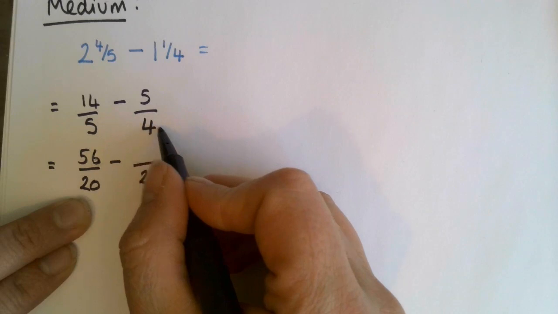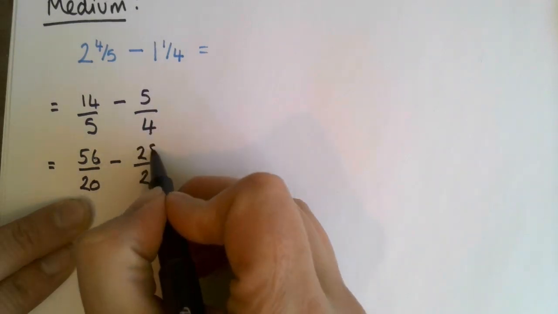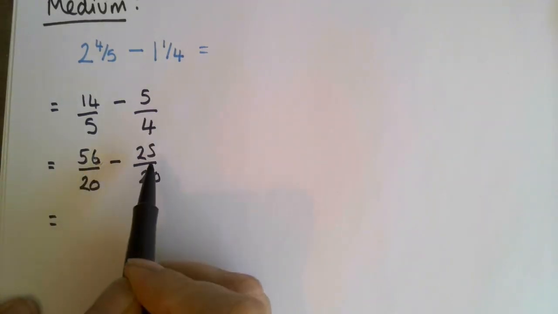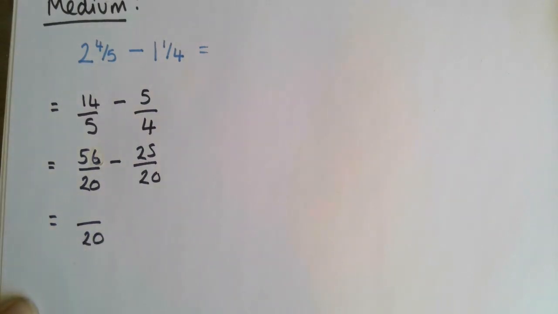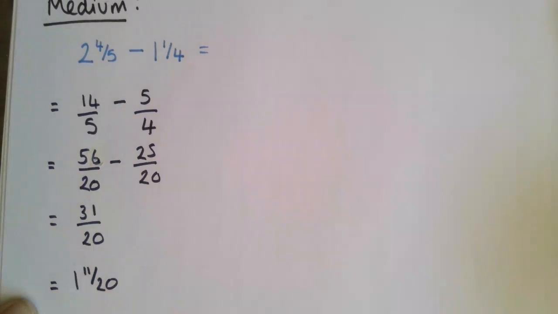4 has been multiplied by 5 to give us 20, so we'll do the same here, and that gets us 25. So we've got 56 twentieths, we're taking 25 twentieths away, so our denominator is still going to be 20, and then we have 31. And I don't just leave my answer like that, I need to change it back into a mixed number. So 20 goes into 31, remainder 11, so that's 1 and 11 twentieths.